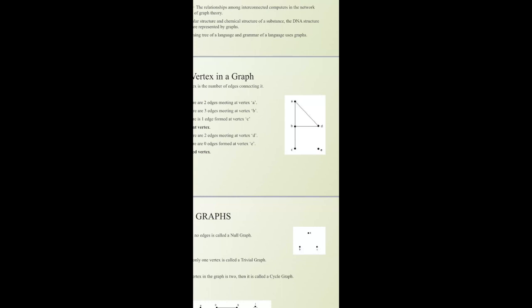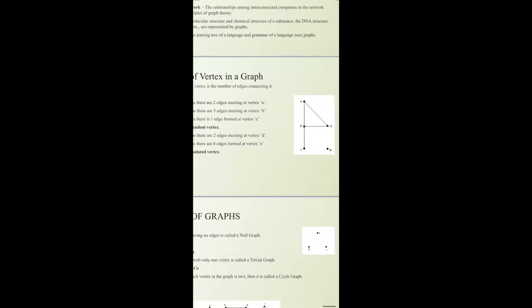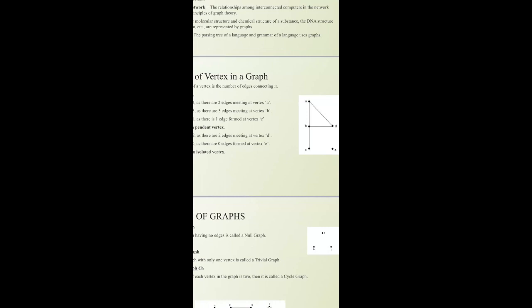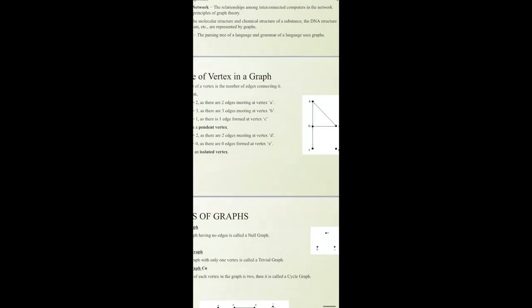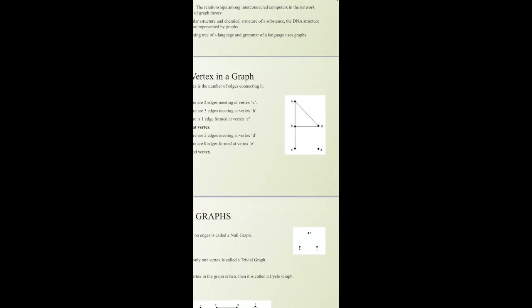Can anyone tell me how many edges from A? Two. And how many edges pass through B?